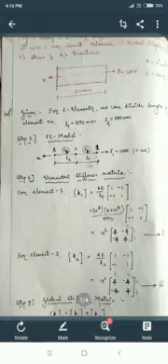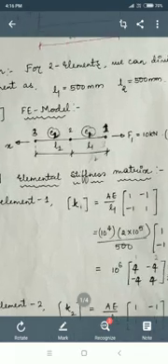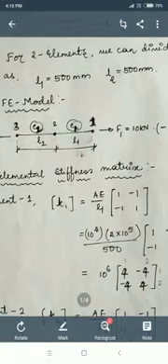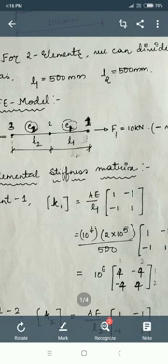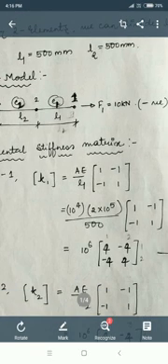Second step, finding the elemental stiffness matrix. The general equation for that is K equal to AE upon L times the matrix 1 minus 1, minus 1 1, where K is the stiffness matrix, A is cross sectional area, E is Young's modulus, L is length of the element. Here it is L1 because it is the stiffness matrix of element 1. You have all the values.